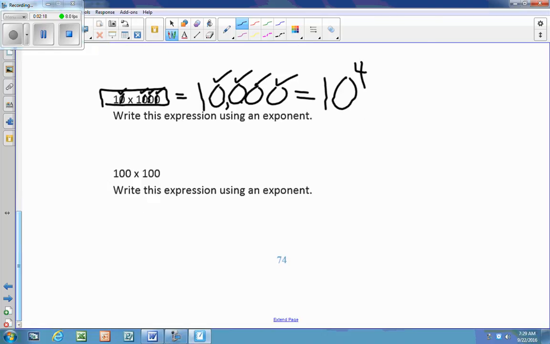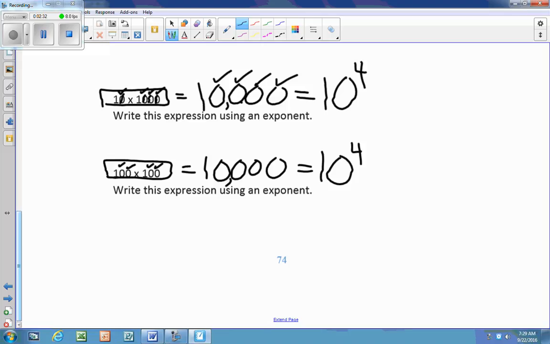And this last one down here, this time we're looking at both of them. We have 1, 2, 3, 4 again. And once again, there's 4 zeros, so it's 10 to the 4th power.